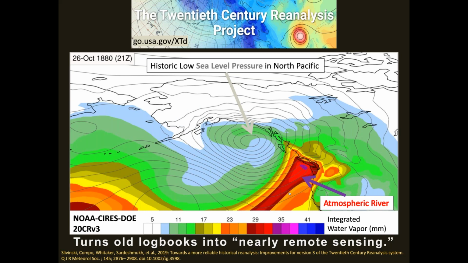And we only half jokingly say that with reanalysis, we can turn these old logbooks into what is merely remote sensing. In fact, if you look at a modern satellite image, it'll look a lot like this when you're having an atmospheric river. And we can compare modern storms. This record was just broken in the last few years.